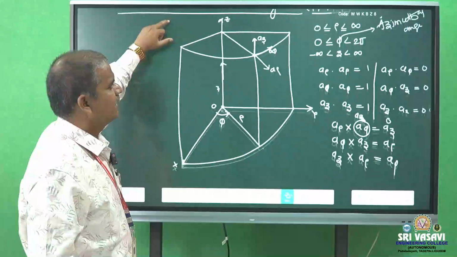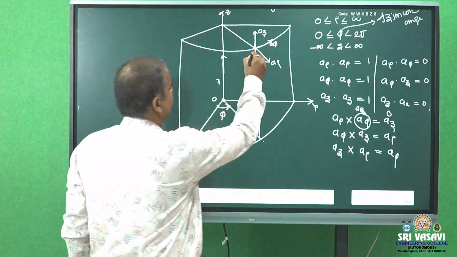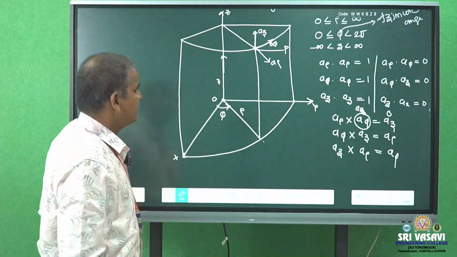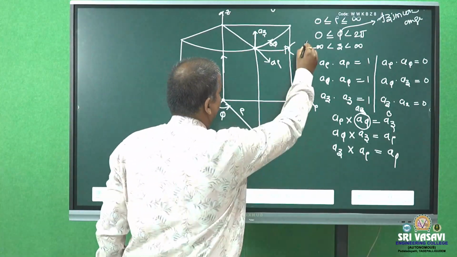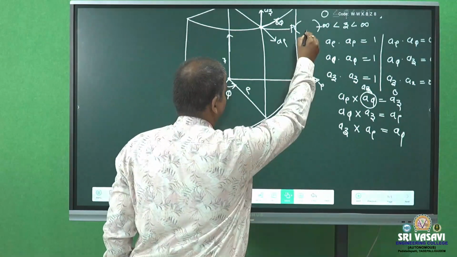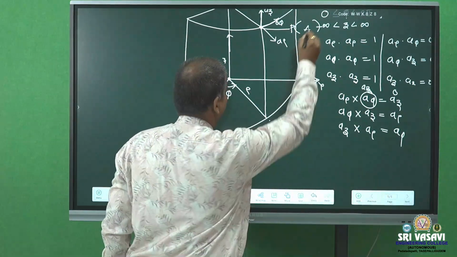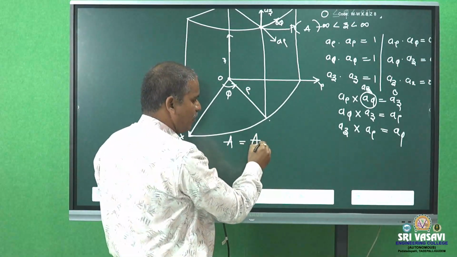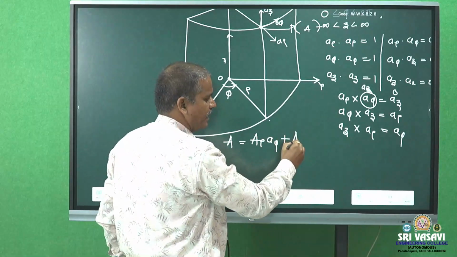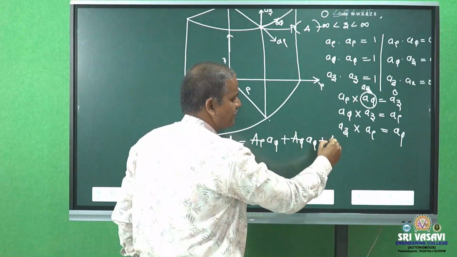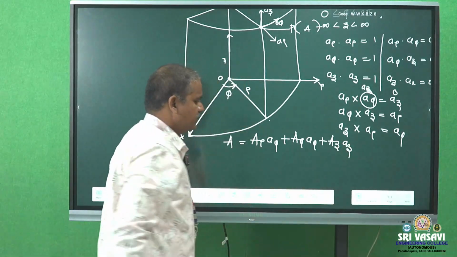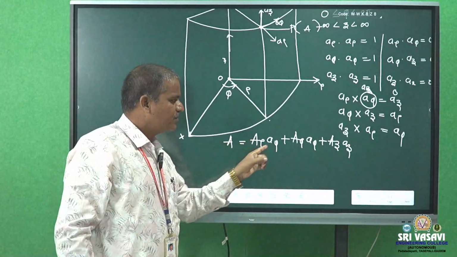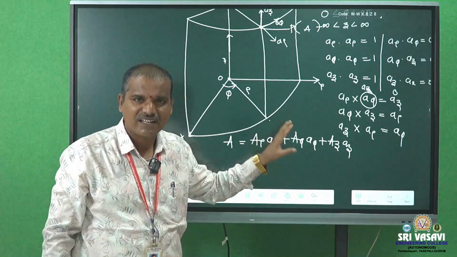Then accordingly, here is a point P, and we represent the unit vectors a rho, a phi, a z. Let us take, for example, a vector A represented in circular coordinates: A equals A rho a rho plus A phi a phi plus A z a z. Look, A rho, A phi, A z are nothing but the components of A along the rho direction, phi direction, z direction, because it is the circular coordinate system.